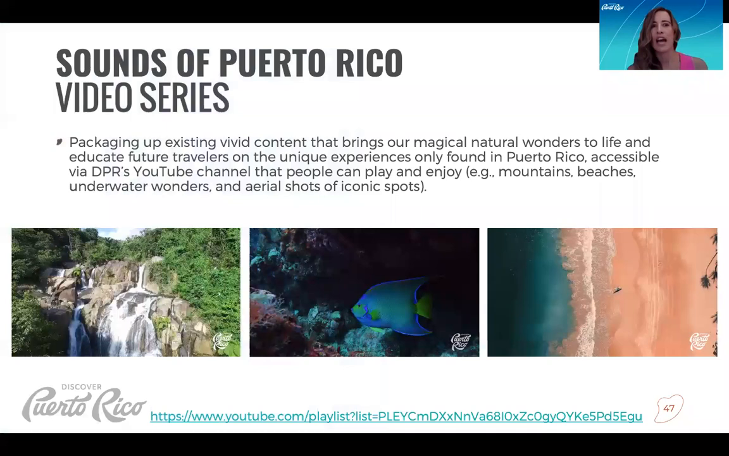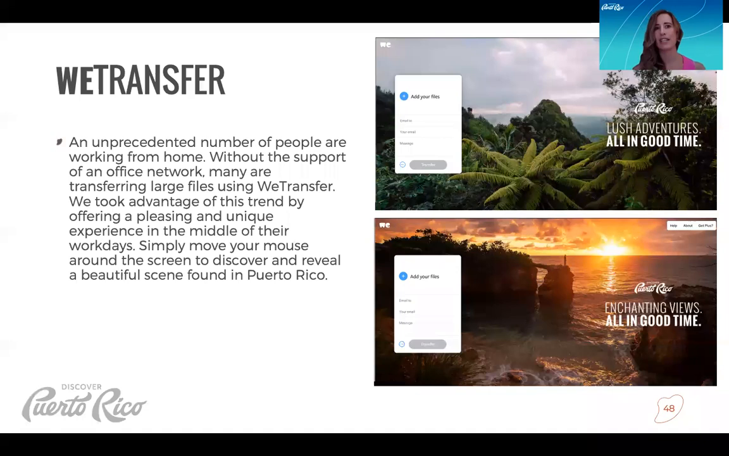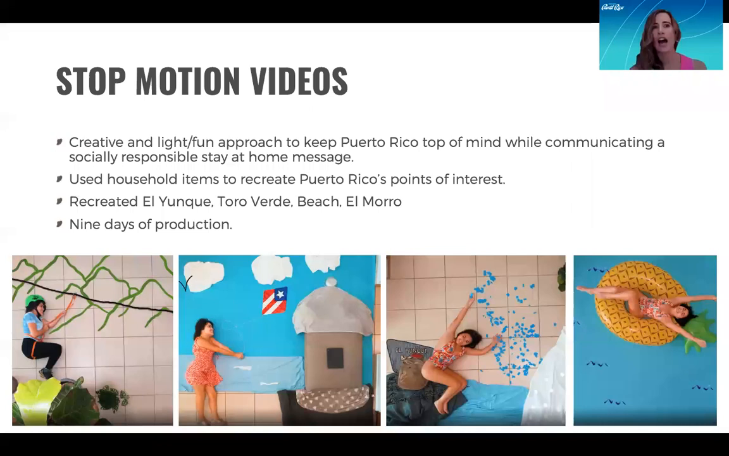Earlier in the presentation, we mentioned the sounds of Puerto Rico. If you haven't checked those out, be sure to give those a look and listen on our YouTube channel. We also recently launched a buy with WeTransfer, in which Puerto Rico is prominently featured in this popular file sharing platform. This is just another key example of how we're meeting consumers where they are, which is working remotely. A fun concept that actually rolled out today, which we've worked on locally and internally, involves stop motion. Our internal team played a really key role in this production, using household items to recreate iconic locations in Puerto Rico. We're going to be launching this series as a bridge between phases one and two, and we'll use this as a unique earned media hook as well.